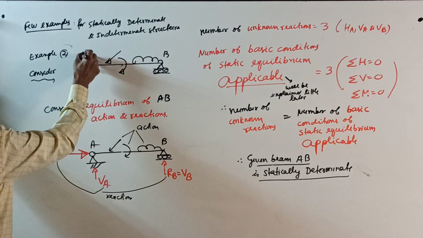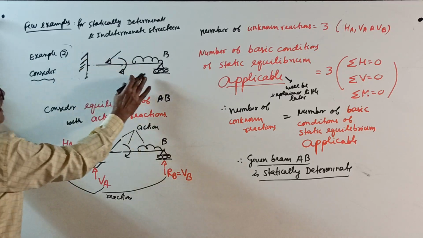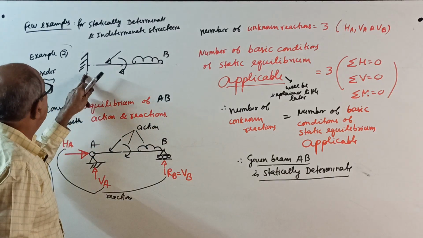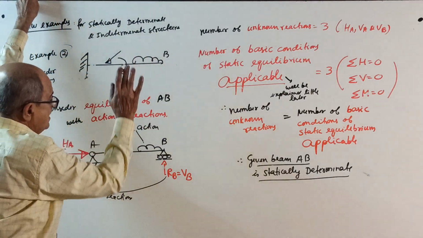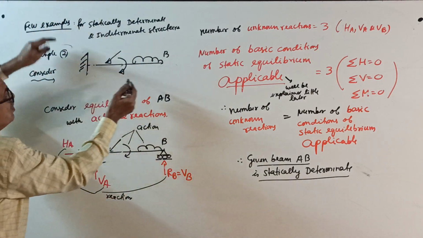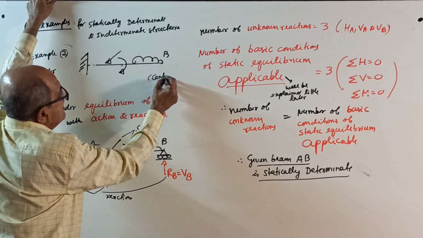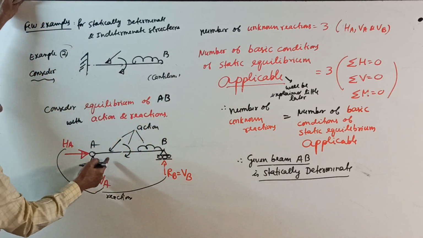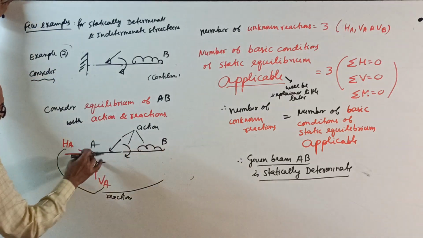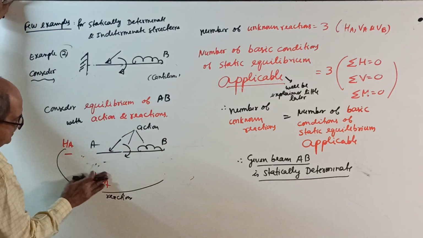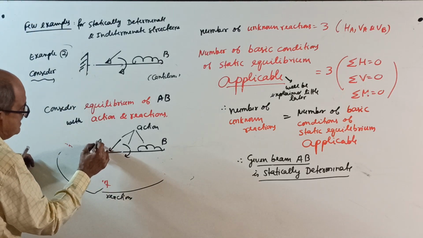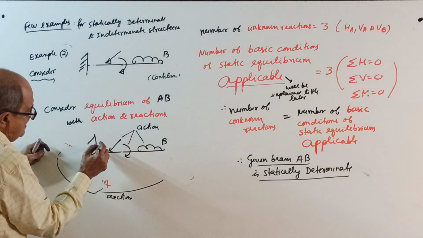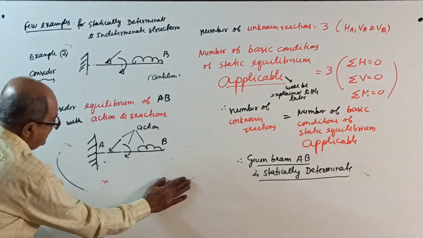Consider a beam fixed at one end and free at the other end, with the loading. This is also called a cantilever. You can make a note: cantilever. Consider equilibrium of AB with action and reaction. This is the action, but now support A is fixed. Therefore, I told you very clearly.